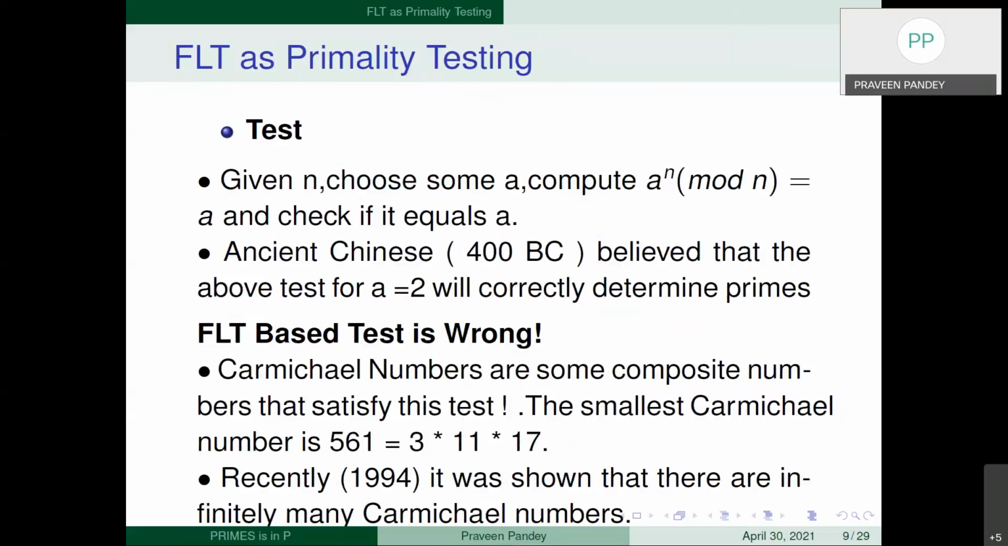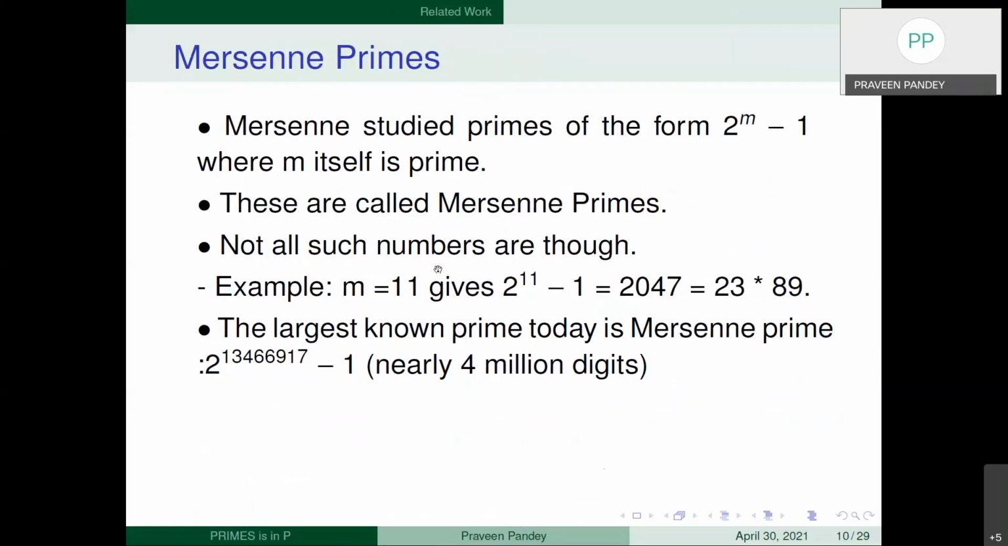But this test was wrong. Why was it wrong? There were a few numbers identified at that time. The smallest number was identified as 561, which can be written as a product of 3, 11, and 17, and this number was found not to satisfy that test. Later on, we found that there are infinitely many Carmichael numbers existing. So this test was not reliable.